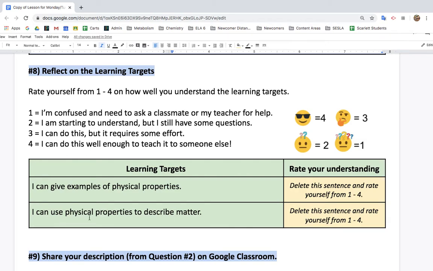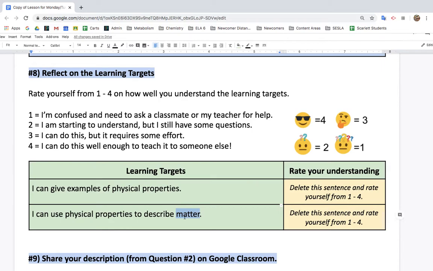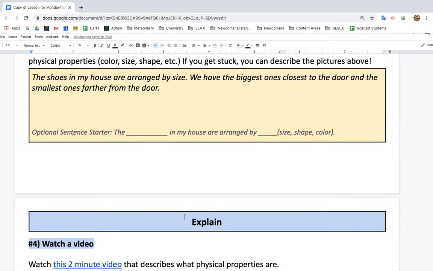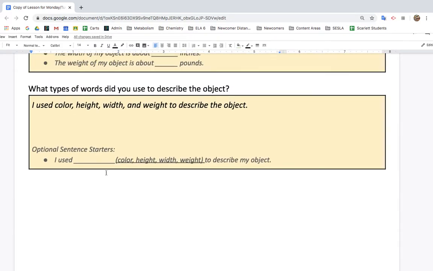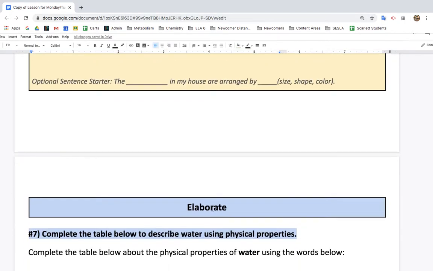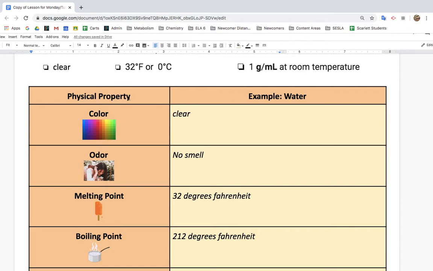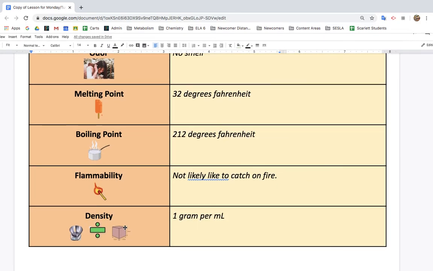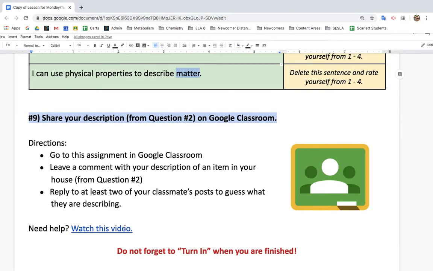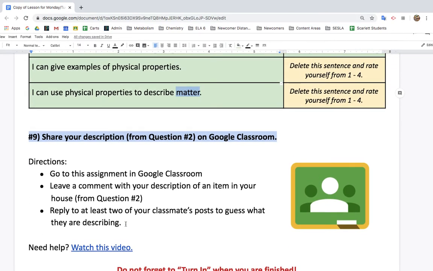Next, I can use physical properties to describe matter. We're almost done here, guys. Stick with us. So physical properties to describe matter. So were you able to describe an object in your house using physical properties? And were you able to describe water using the physical properties of color, odor, melting point, boiling point, flammability, and density? If you were able to do that, give yourself a 3 or a 4. If it was hard, give yourself a 1 or a 2.